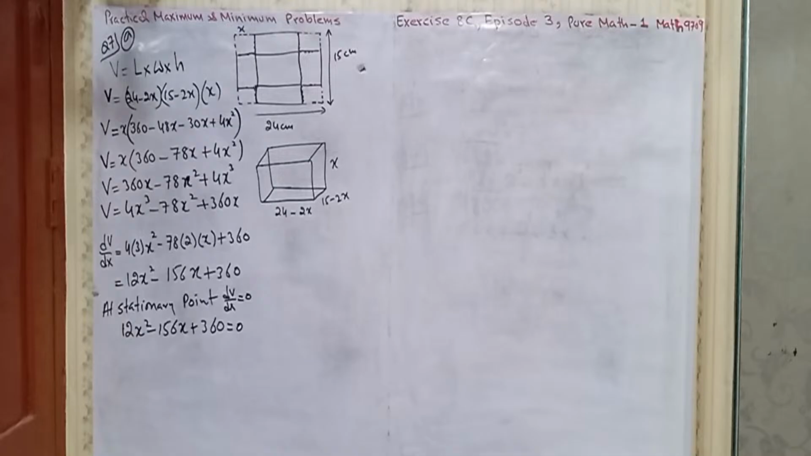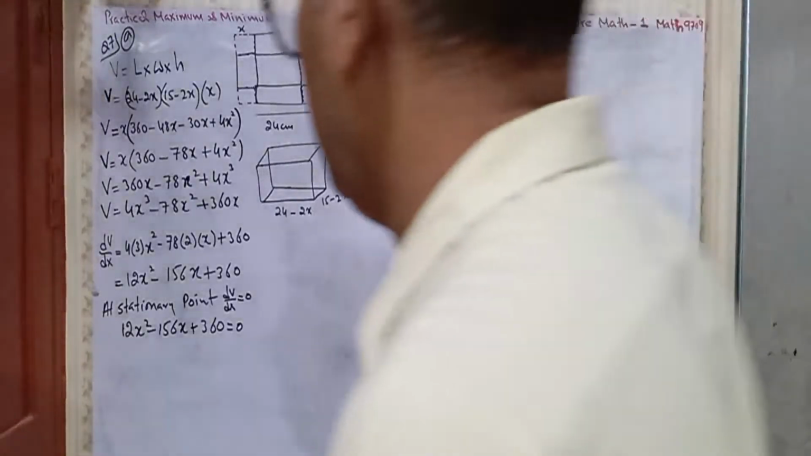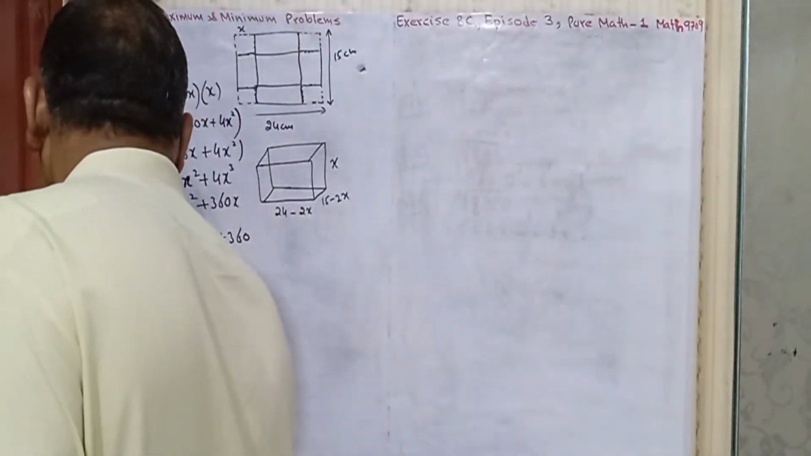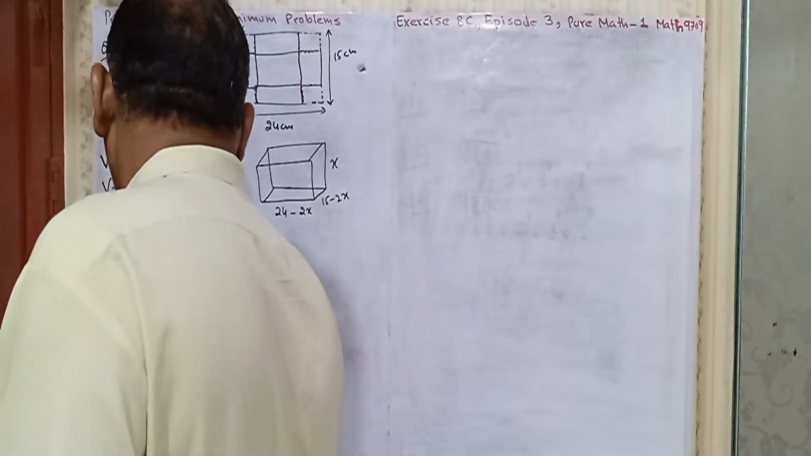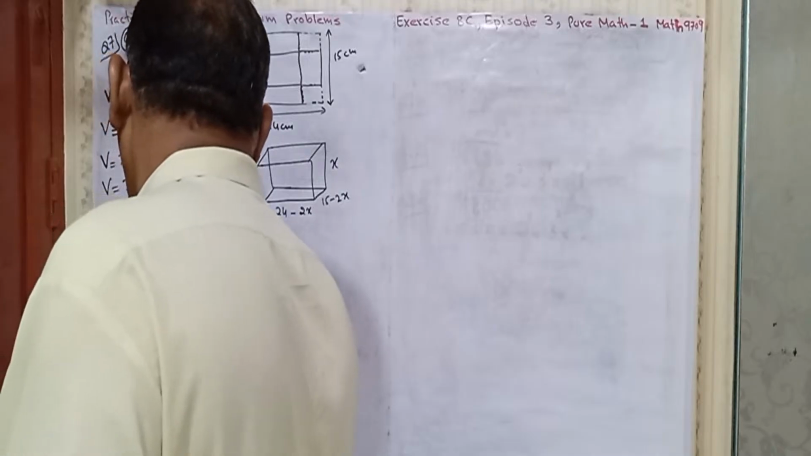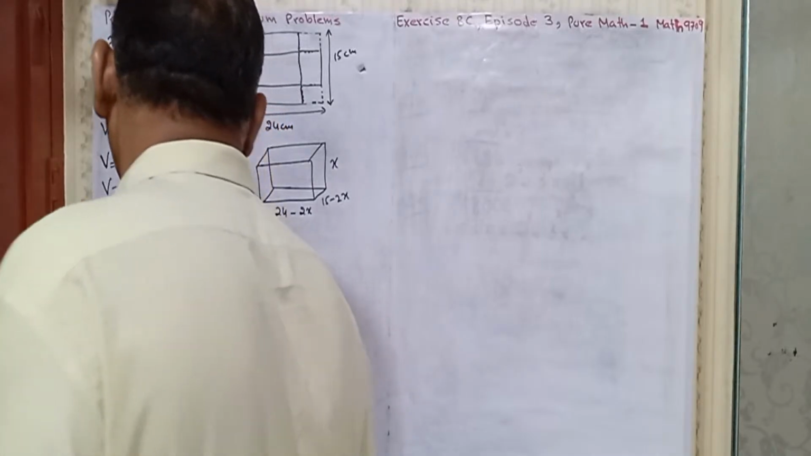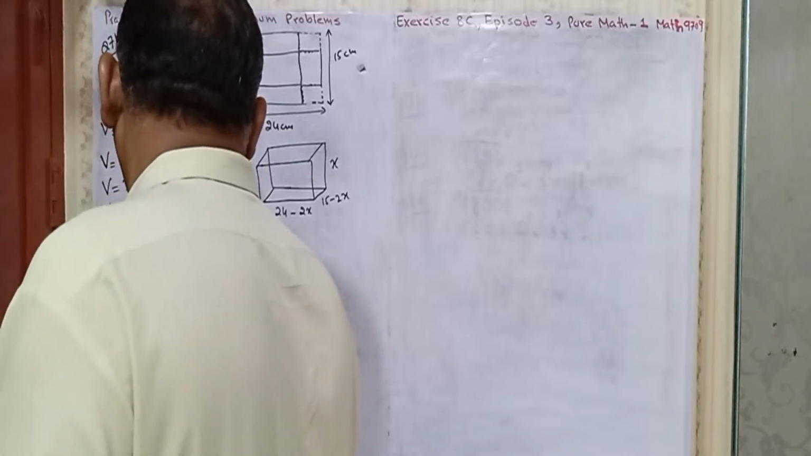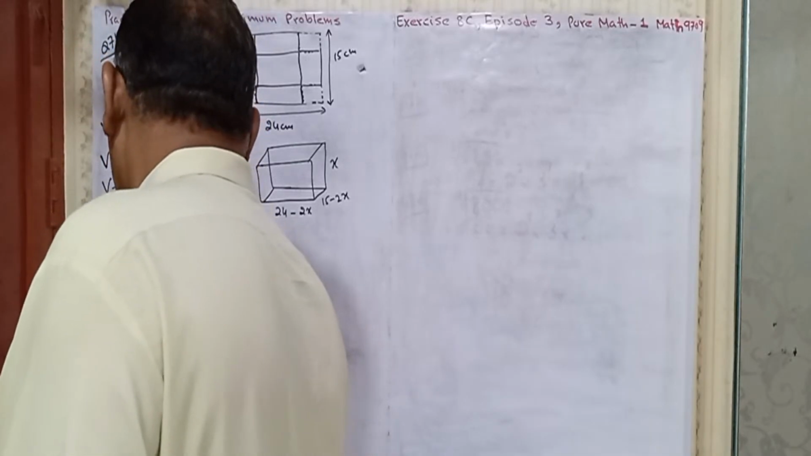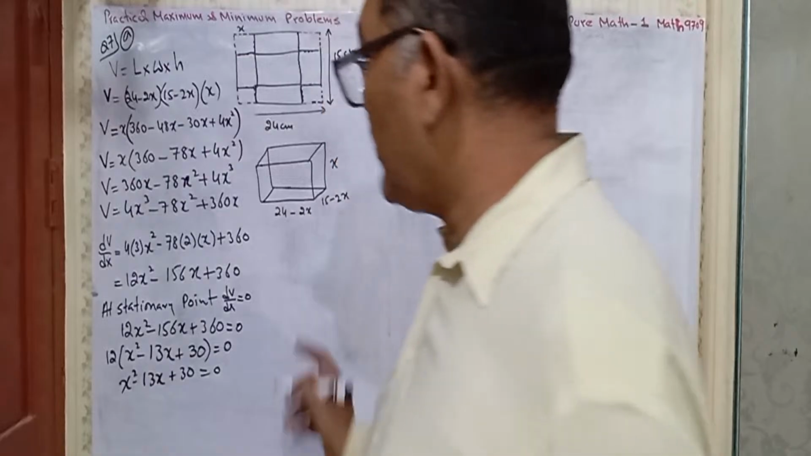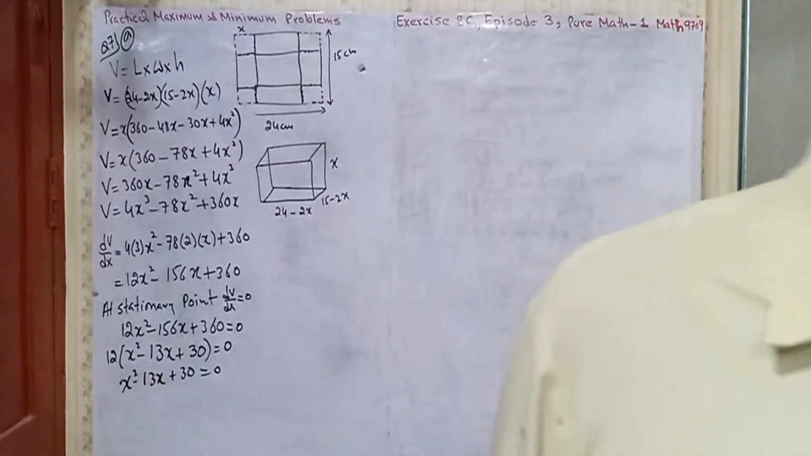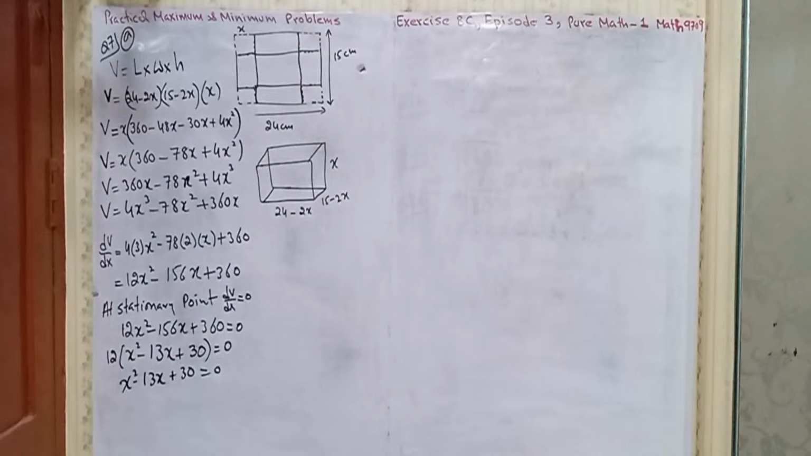Yes, you can take the 12 common. So this is simple now. 12 ones are 12, 12 threes are 156, and 12 times 30 is 360, and zero is equal to 0. So you will have x square minus 13x plus 30 equal to 0. So I took 12 common, and when the 0 is divided by 12, it will become 0. So you now have x square minus 13x plus 30.